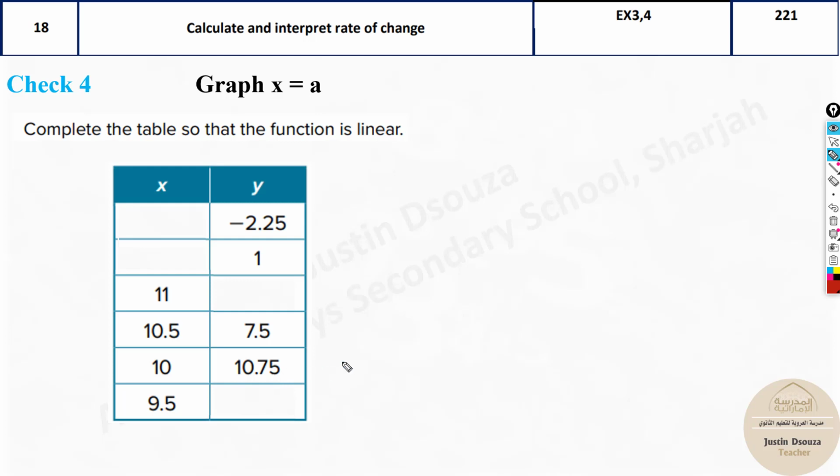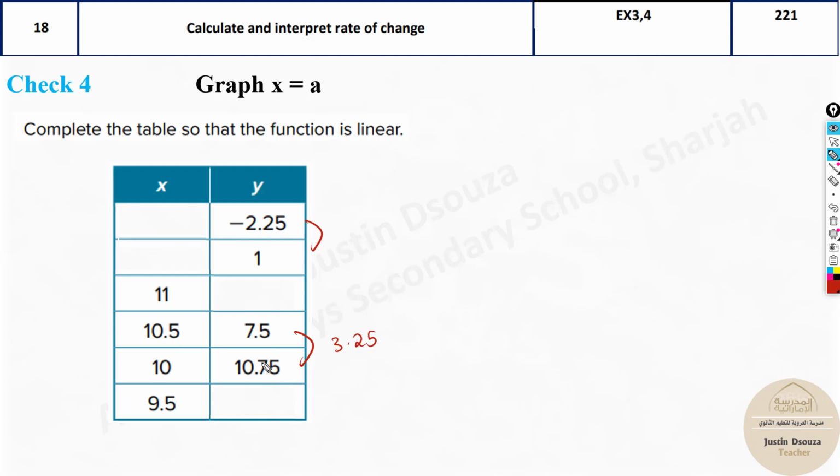Now what do you do? See the difference anyway. From 7.5 to 10.75. 7.5 to 10.75 is 3.25 here. Now let's just check what it is over here. So it must be 3.25.